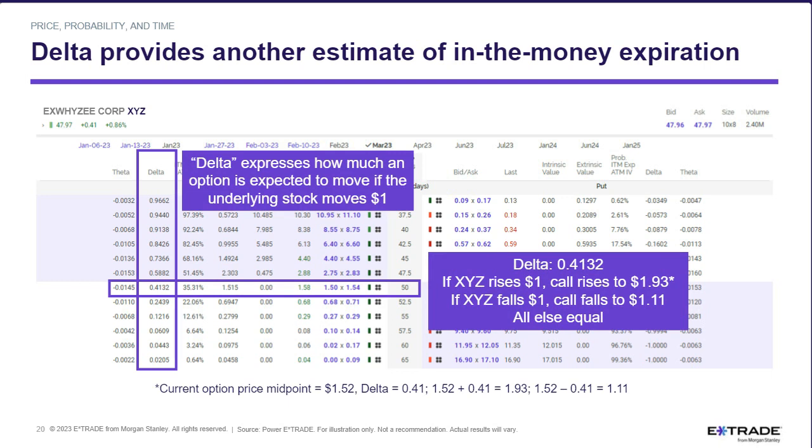0.4132. So what that means is the option, which is currently $1.50 or so, $1.52, if the stock rose $1, we would expect this option to rise 41.3 cents, or it would go to the price of $1.93 from $1.52. If it fell $1, the option would be expected to fall to $1.11. So that's the literal interpretation of delta.